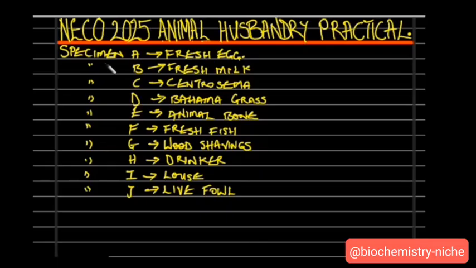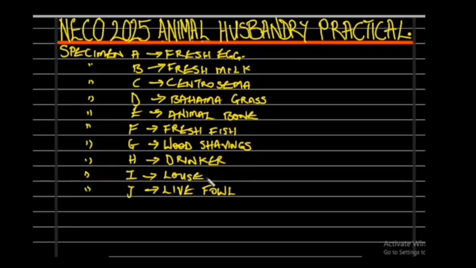The first specimen, specimen A, we have it to be fresh egg. Specimen B is fresh milk. Specimen C is centrosema. Specimen D is Bahama grass. Specimen E is animal bone. Specimen F is fresh fish. Specimen G is wood shaving. Specimen H is drinker. Specimen I is louse, and specimen J is live fowl.